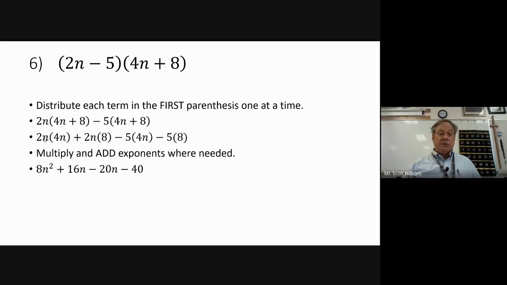So here we go. 2n times 4n is 8n squared because it's 1 plus 1 on the exponents. 2n times 8 is 16n, negative 5 times 4.